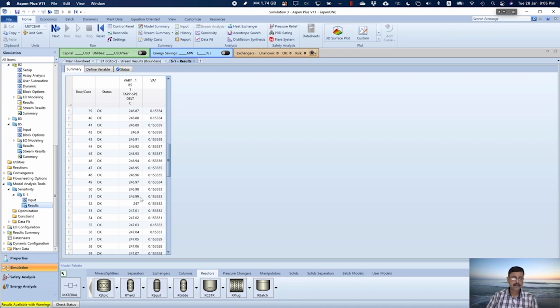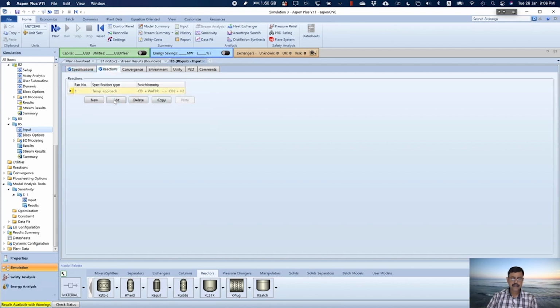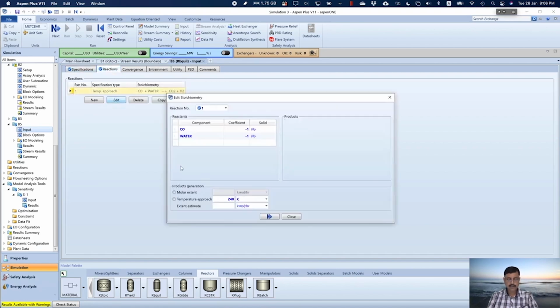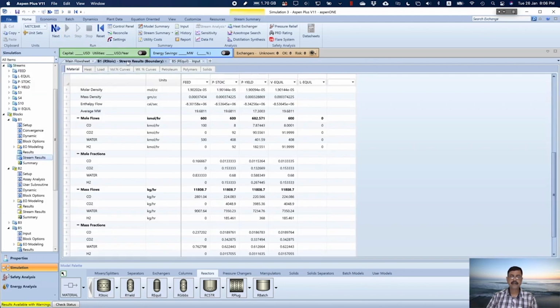So let us use 246.985. So go to block, input, reaction, edit it, give the temperature approach as 246.985 and run the simulation once again. Just go and check, and this is the result you get. Okay, it matches, everything matches with R stoic.